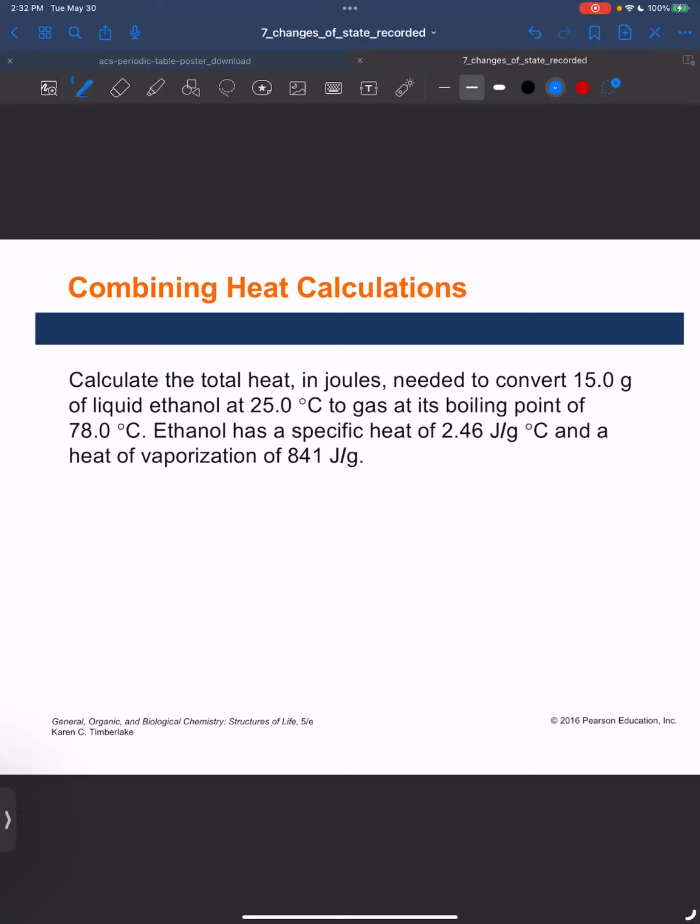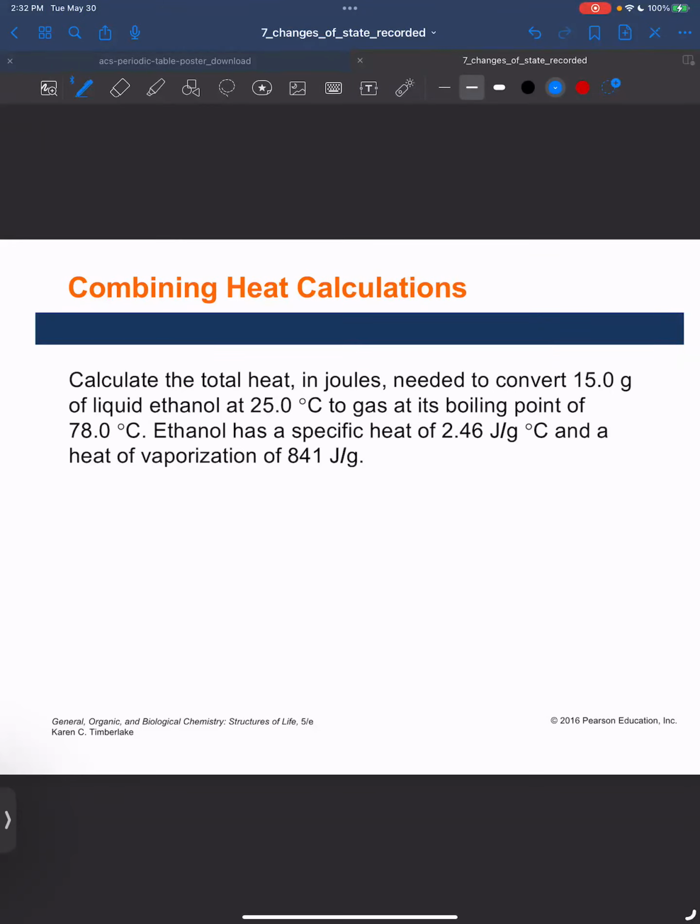So whenever we have combined heat calculations, I always find it nice to set up and draw what's taking place. So we'll write our given and our need, but I also will maybe do a drawing for this heating curve here.